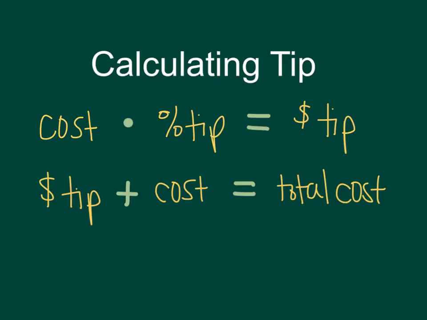In this screencast, we are going to focus on calculating tip. As you can see, there are two calculating tip formulas, two equations, and they're very similar to calculating tax. The first equation is taking the cost times the percent tip, which would give you the dollar amount of your tip, and then you would just add that dollar amount to your original cost, and that would get you your total cost.